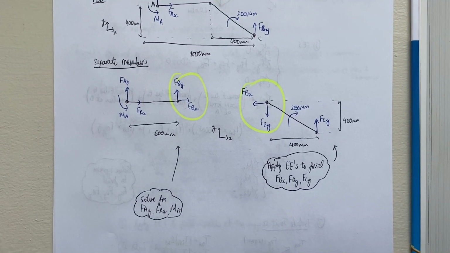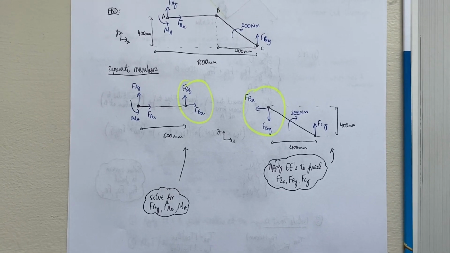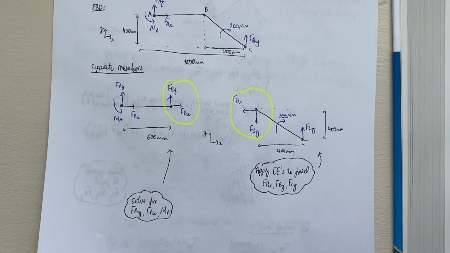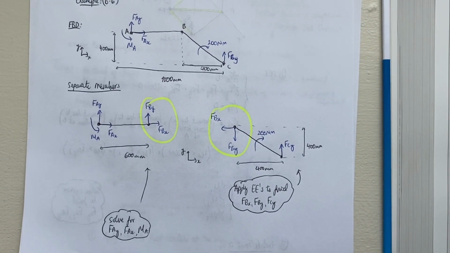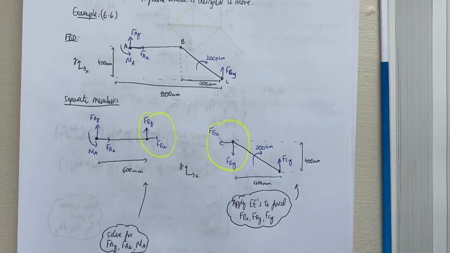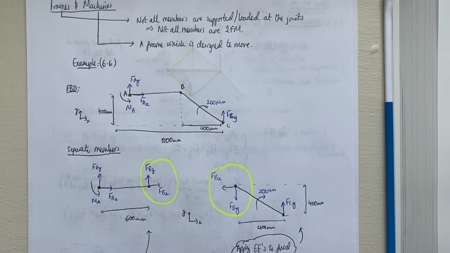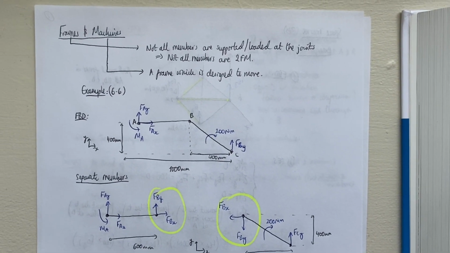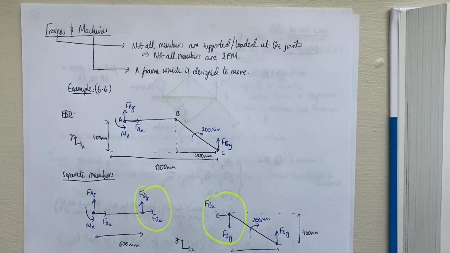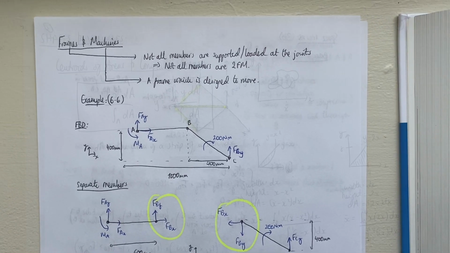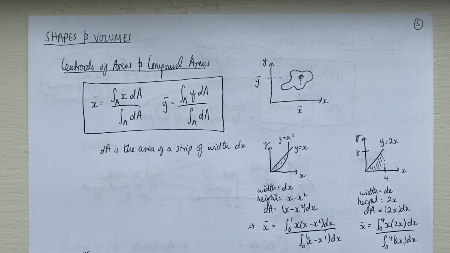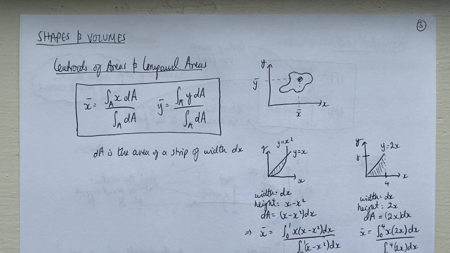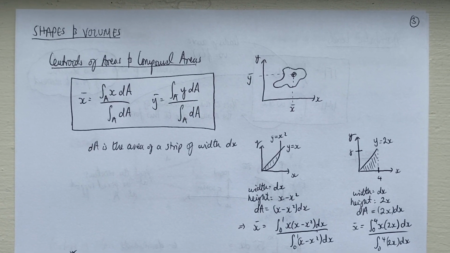So that's it for the first section on systems in equilibrium. We're now going to move on to the next chapter, to review the next chapter, which is all about centroids and volumes and moments of inertia and that kind of thing. Alright, so now let's move on to shapes and volumes, starting with centroids of areas and compound areas.